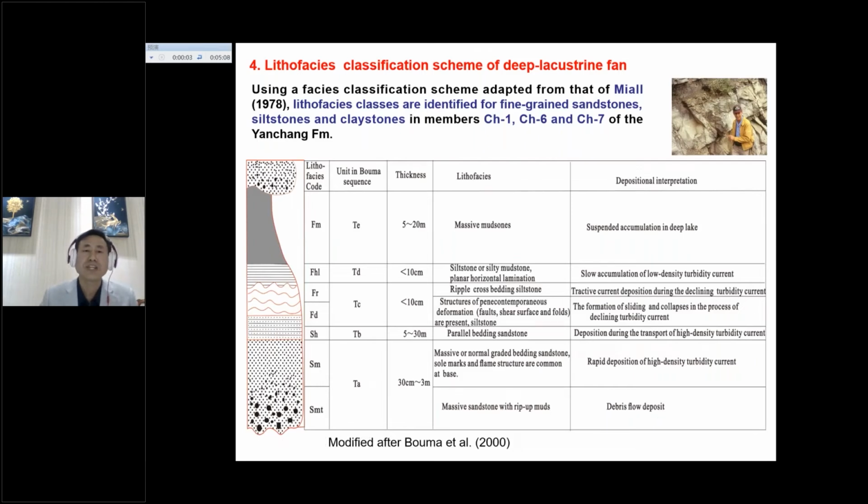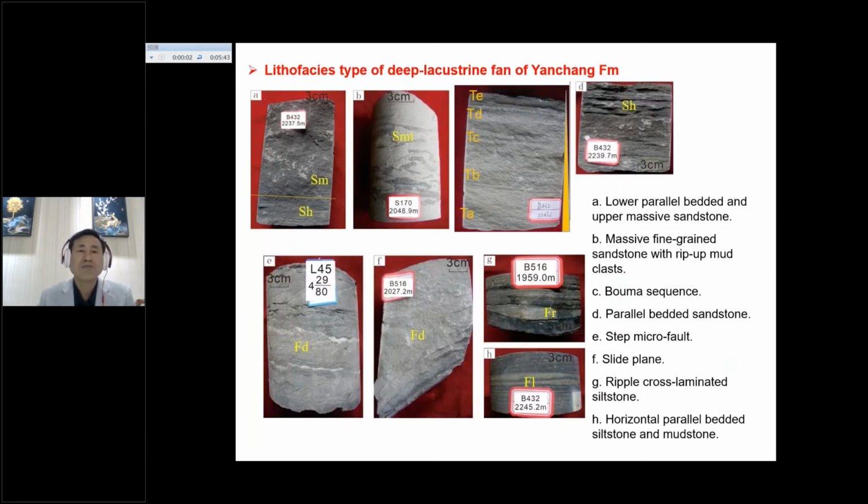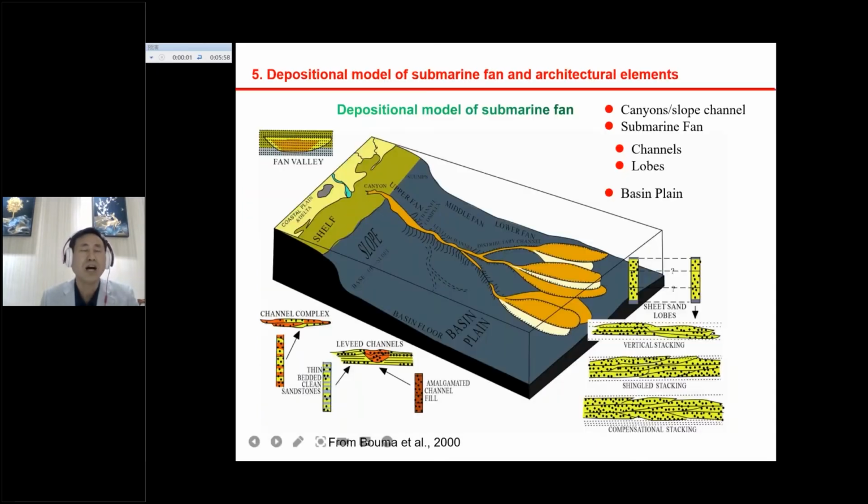Lithofacies classification scheme of deep lacustrine fan, using a lithofacies classification scheme adapted from that of Mel. These lithofacies classes are identified for the Yanchang Formation, and we also compared the lithofacies with units in the Bouma sequence. For example, SMT is due to debris flow deposits, SM is due to rapid deposition of high-density turbidity current, and so on. These are the lithofacies types of deep lacustrine fan of the Yanchang Formation. Some examples are SH, SM, SMT, Bouma sequence, FD, and so on.